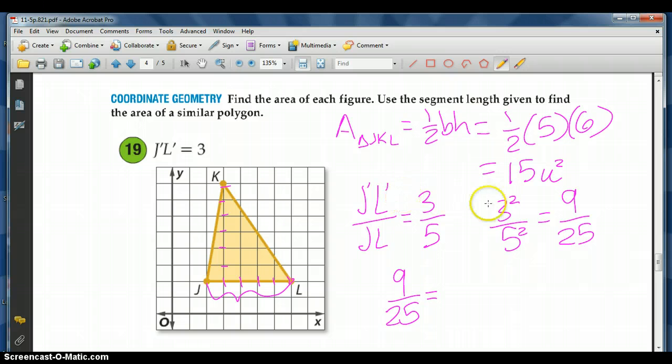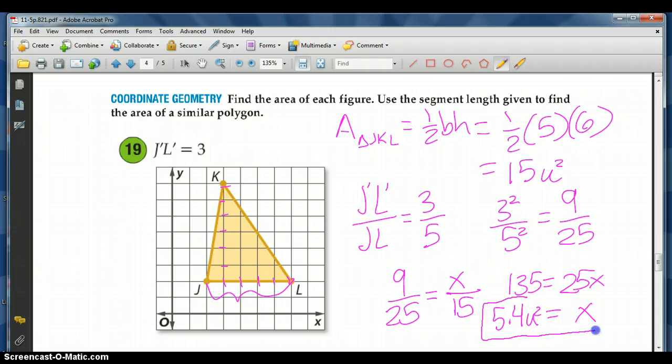So notice the order that I have this in. I want to make sure to put the area of JKL in the denominator and then cross multiply, and divide by 25. And there's our area of the other triangle.